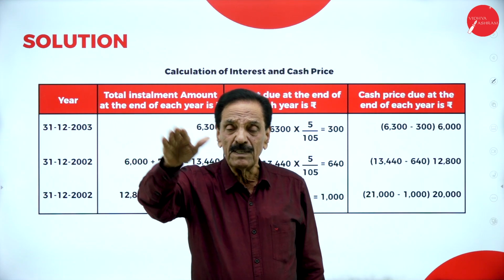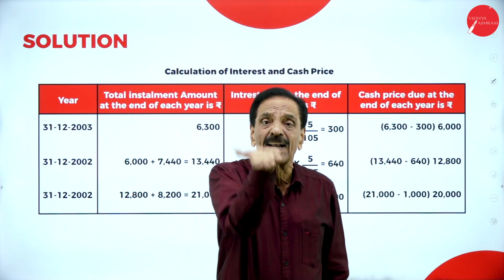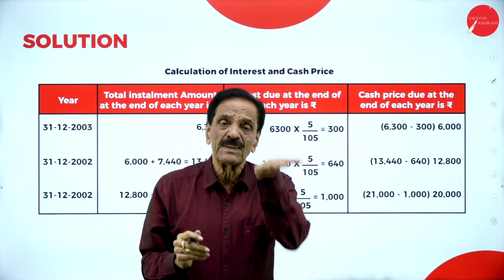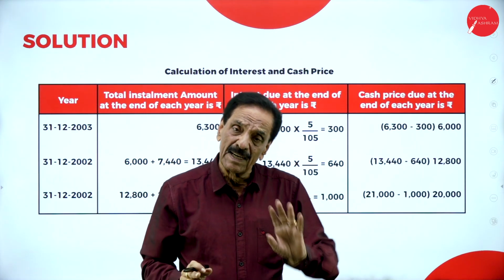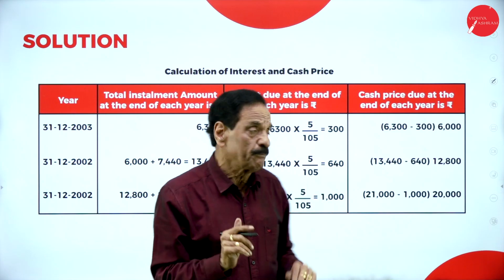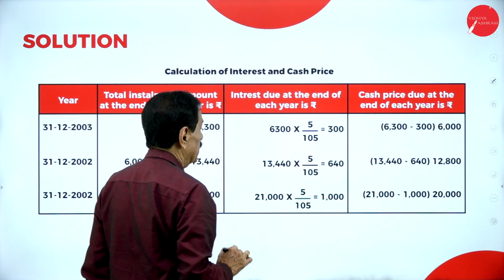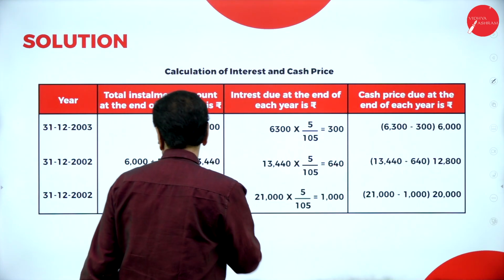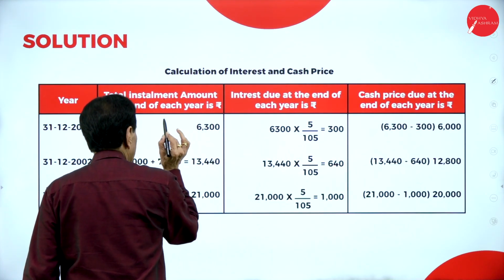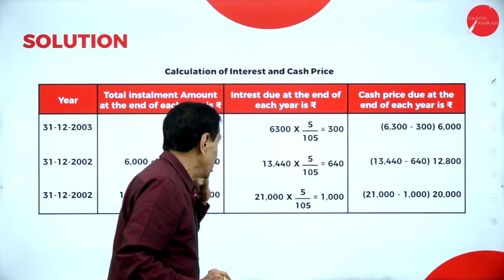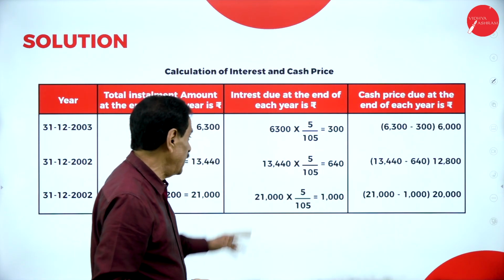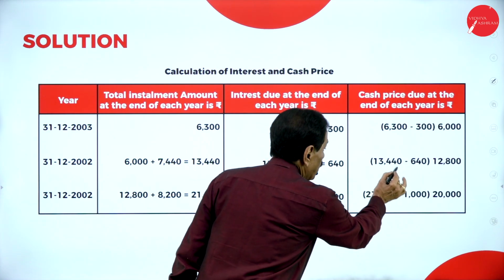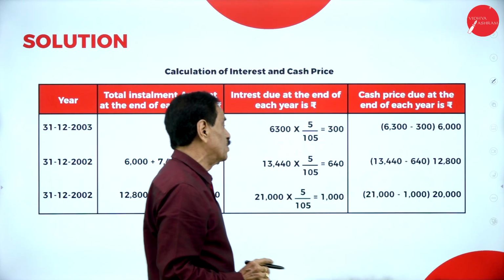What is the third installment? 6,300. Interest 300 gone. What's the balance? 6,000. 6,000 plus second installment 7,440 becomes 13,440. Into 5 by 105, that is 640. 13,440 minus 640 is 12,800.